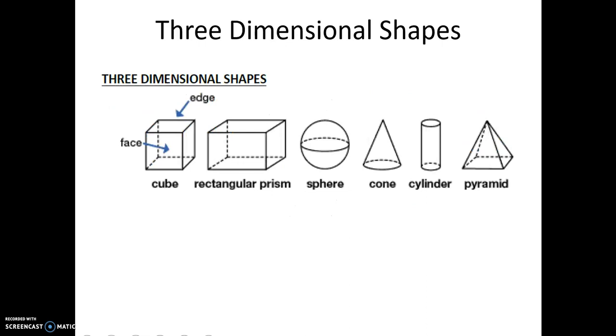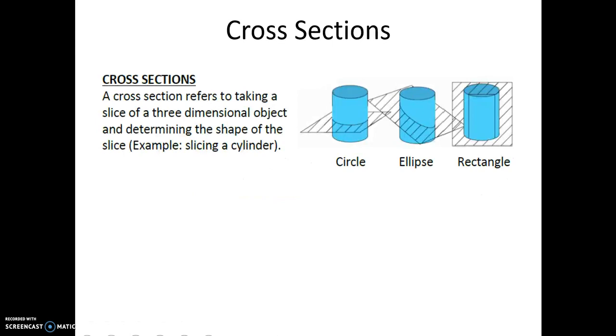And then three-dimensional shapes. We have a cube, a rectangular prism, sphere, cone, cylinder, and pyramid. We concentrated on a rectangular prism and a pyramid. And then finally, cross sections is a section that refers to taking a slice of a three-dimensional object and determining the shape of the slice. Example, slicing a cylinder. So we didn't really concentrate or look at a cylinder.